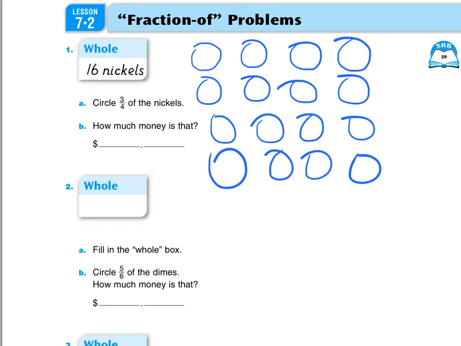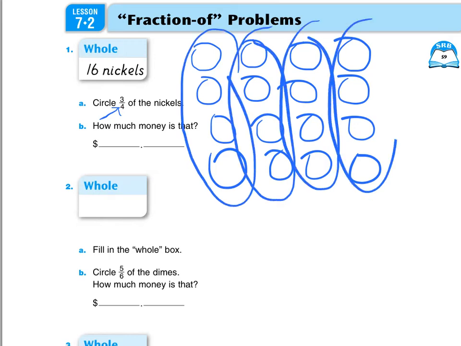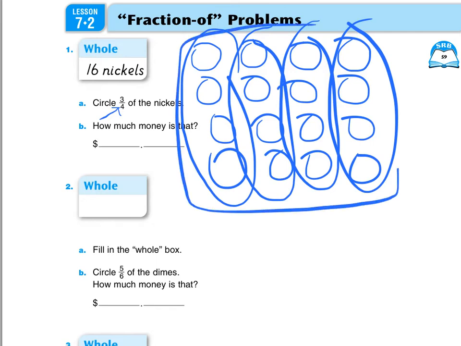So what you have to do is break all these nickels into 4 equal groups. You can either look at it or count them off, however you want to do it, but the way I have it lined up, it's kind of easy. You need to find 4 equal groups. There are 4 groups, they all have 4 in it, so these are all 4 equal groups. They want you to circle 3/4 of the nickels. Here are my 4 equal groups, but I only need to circle 3/4 of them.